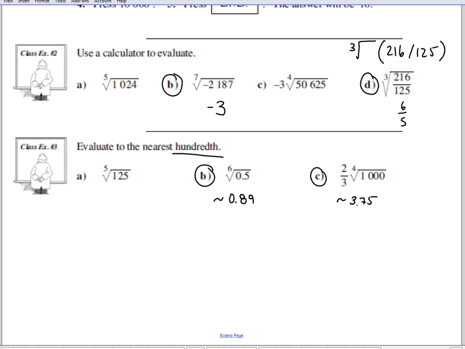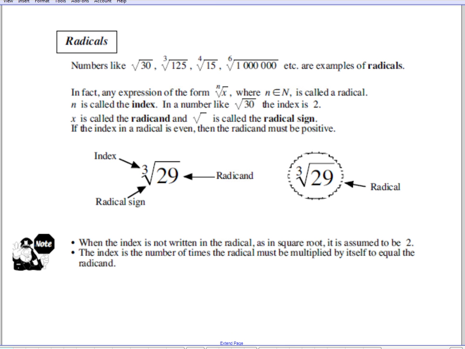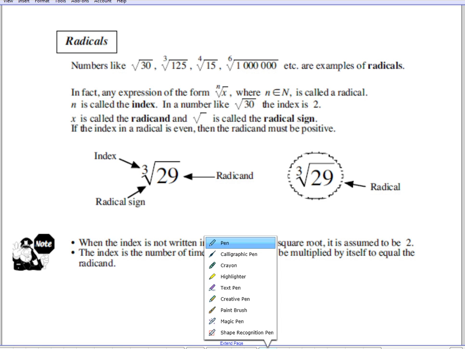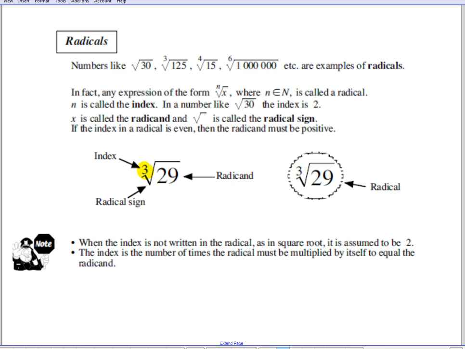Okay, let's talk about the very bottom of that page, some really important terminology. So I've been saying index, index, index. You probably know now that's a little number. If it's a square root, the index is 2. If it's a cube root, the index is 3. 4th root, index is 4. That little number is your index.